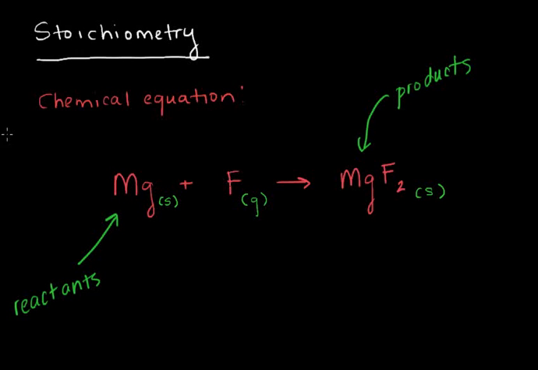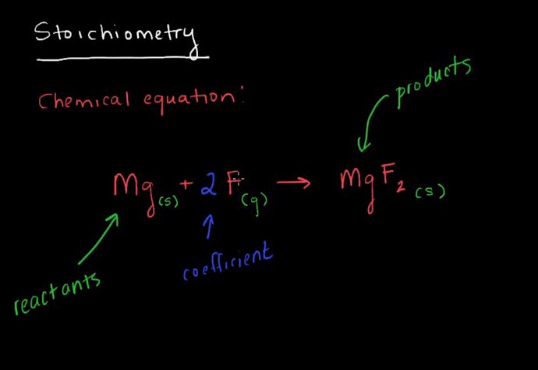And to do that, all we're going to do is add a coefficient of 2 in front of that fluorine to indicate that in this reaction, say at the atomic level, for every one atom of magnesium, we need to have 2 atoms of fluorine to produce 1 formula unit of magnesium fluoride. And whenever we don't have a coefficient in front of some symbol, we assume that that coefficient is a 1. So we've got 1 atom of magnesium to 2 atoms of fluorine.